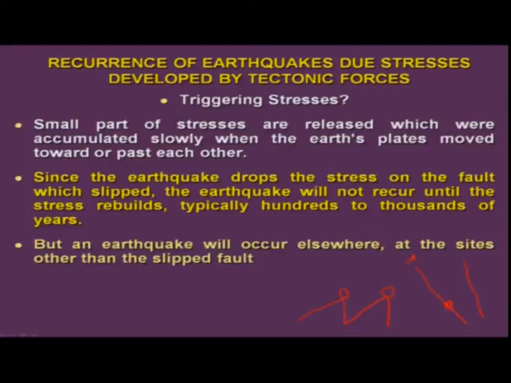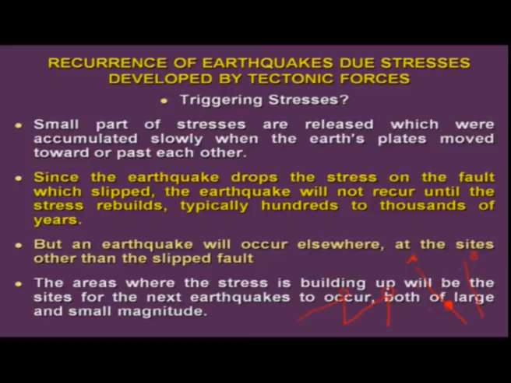For example, say this is A fault and this is B fault. If the earthquake has been triggered here, this will take time to recur again, whereas B may have the potential of triggering an earthquake. So if we have a GPS station close by, we can understand what strain is getting accumulated in this particular region. So now finally what we say is that the area where the stress is building up will be the site for the next earthquake, both of large as well as small magnitudes. So this is what we can talk about.